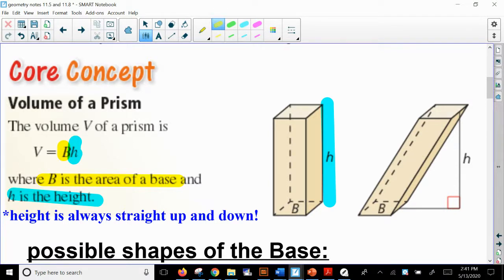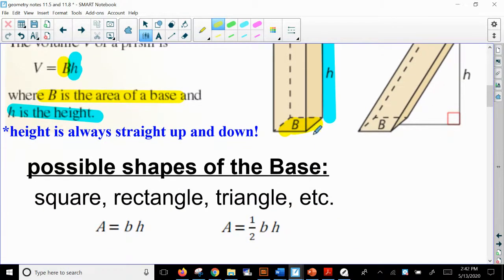But big B is not just this. Big B is the area of all of this up in here. So it depends on the shape of that base as to what formula you're going to use. So if your base is shaped like a rectangle or a square, then big B, you're going to do that area formula, which is base times height. This length times this length.